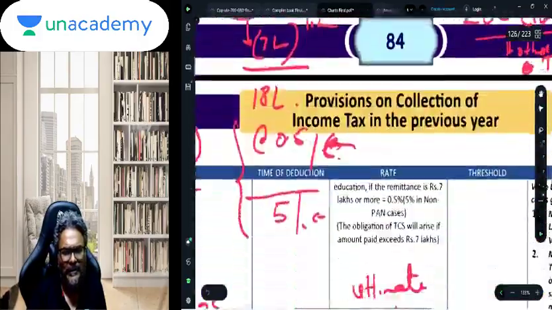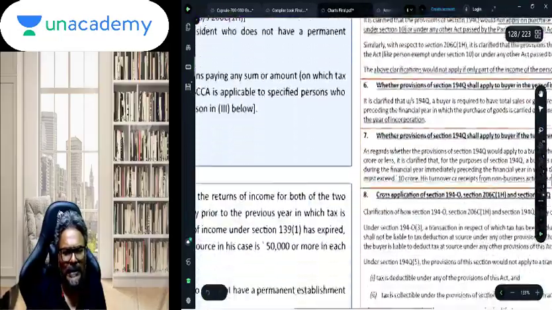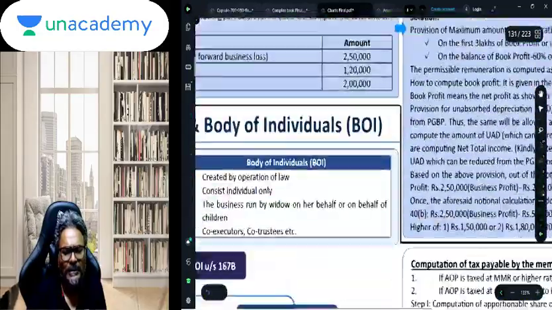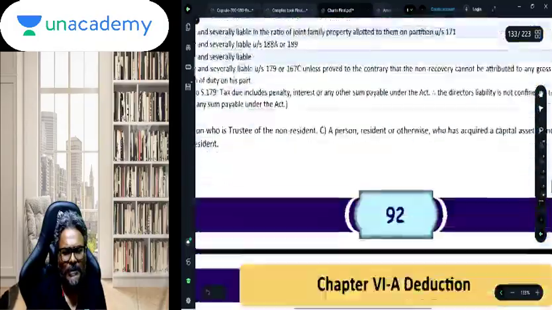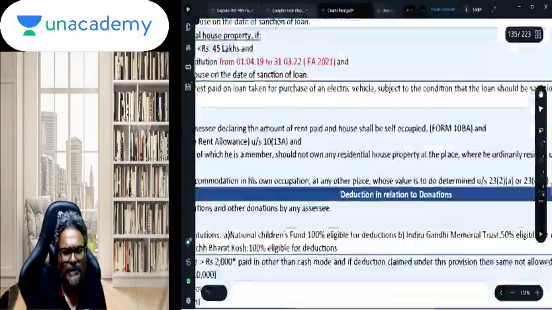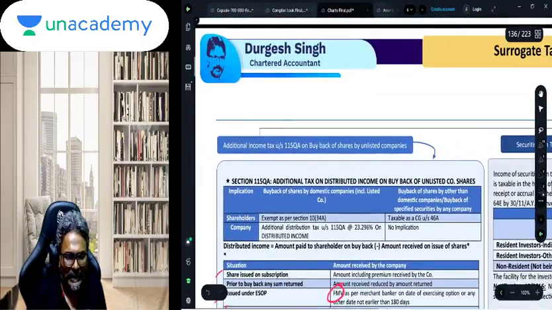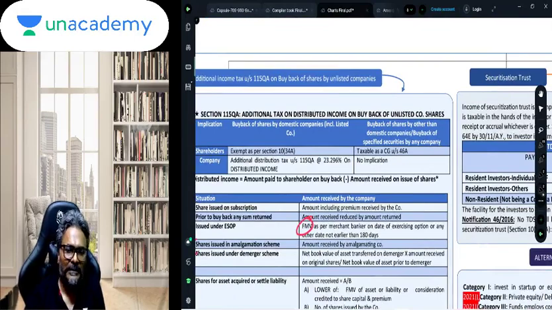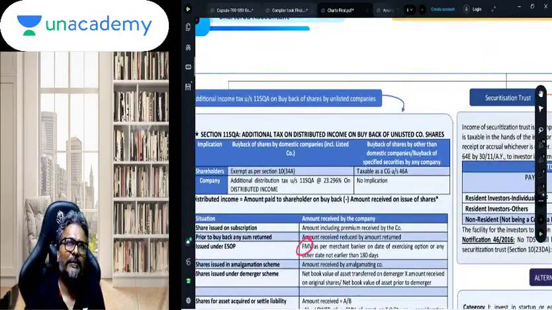That is the kind of coverage which we find in the question and in the examination also. So this is the sort of coverage, students, that we all find in the question. So let's have a look at this particular point so far as the surrogate taxes are concerned. Students, it is chart number 94.